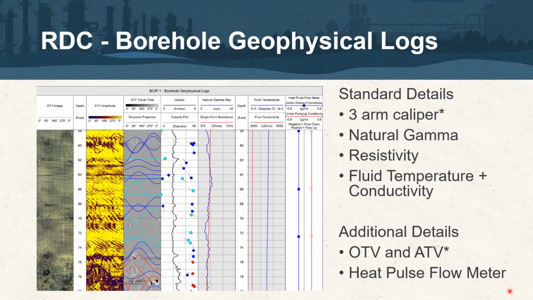Natural gamma, looking at some of that background low-level radiation from the material, resistivity of the aquifer itself, and then looking at the fluid temperature and conductivity. And then some of the additional details that add value to these particular logs is optical televiewer or acoustic televiewer, or looking at E-pulse flow meter. This is beneficial for looking at potential sinks and springs within the borehole itself. Next slide, please.